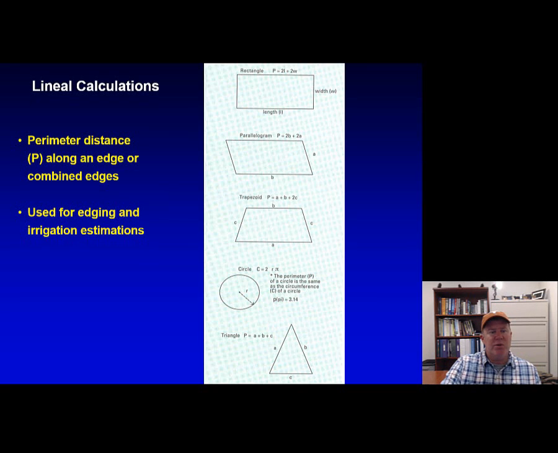The lineal calculations we're going to use for edging and irrigation estimations, because we're calculating linear feet of pipe for our calculations.